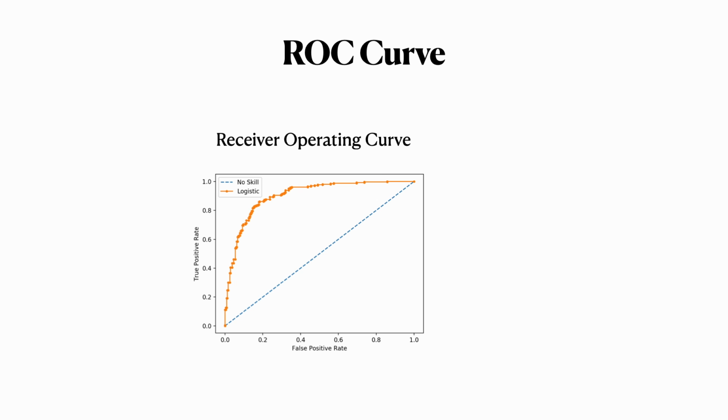ROC curve, receiver operating characteristics curve. In an ROC curve, the false positive rate will be on the x-axis and true positive rate will be on the y-axis.